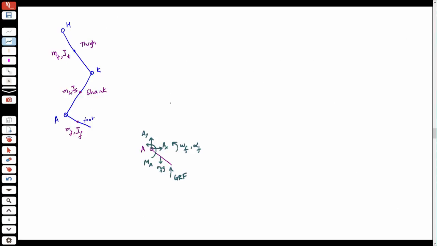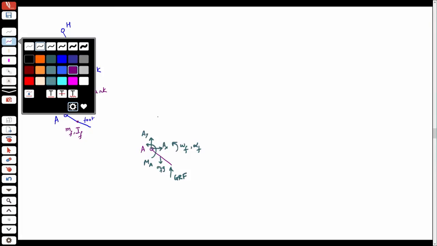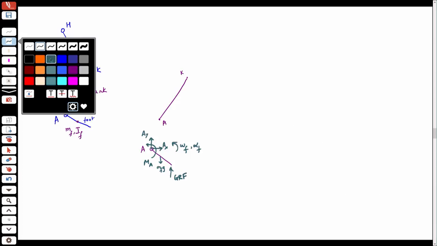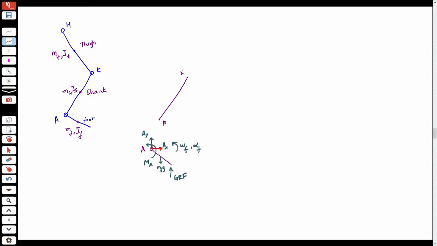Then I look at my next, I move up the chain and I have my shank. So this is my A, this is my K, ankle and knee. So for this one, let me represent the unknowns here in red. So these are the unknowns I solve for: Ax, Ay and Ma.